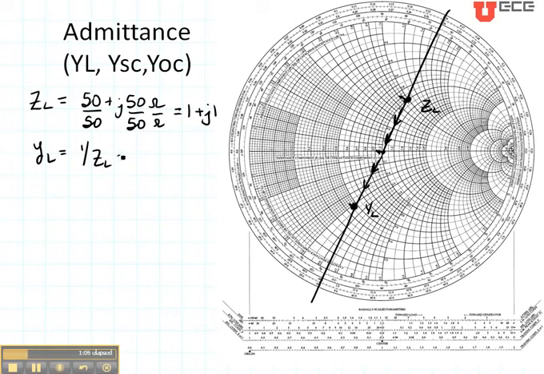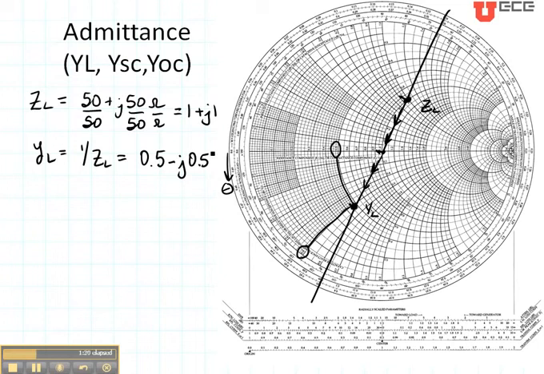Let's read the value of YL. YL has a real part of about 0.5, and it has an imaginary part which is negative. Remember, down here we have the negative imaginary part. Read it right out here. It has a negative J 0.5.